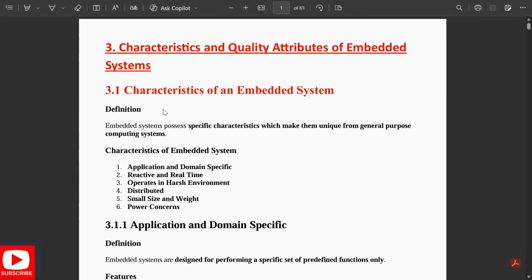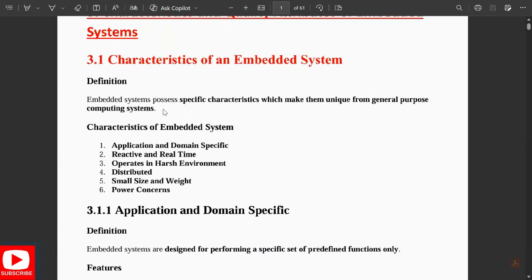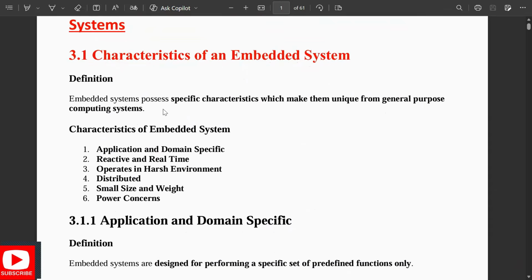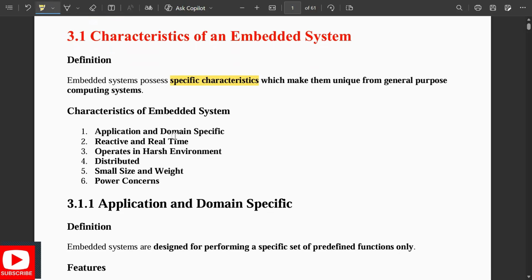So firstly, the characteristics and the quality attributes of the embedded system is the first topic, where we'll be learning about the characteristics of an embedded system. Embedded systems possess specific characteristics which make them unique from general purpose computing systems. And what are the characteristics of an embedded system?